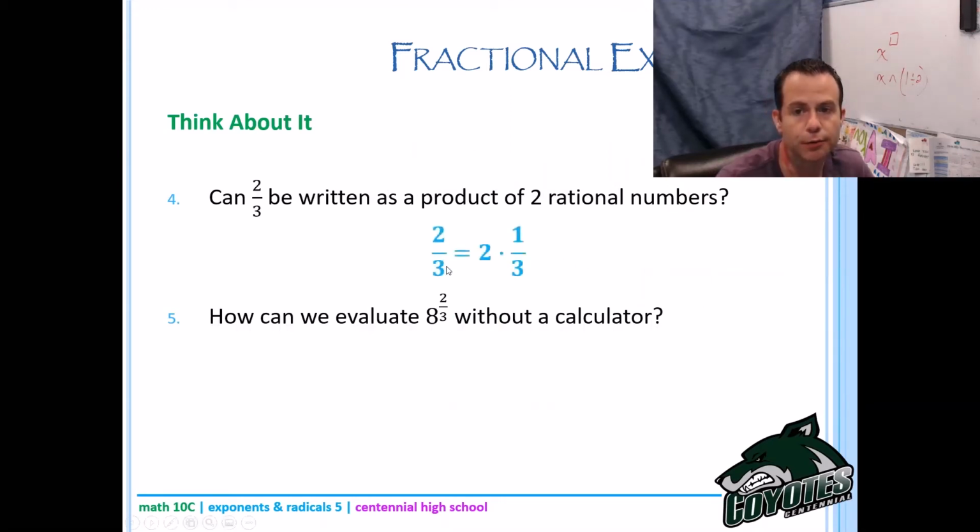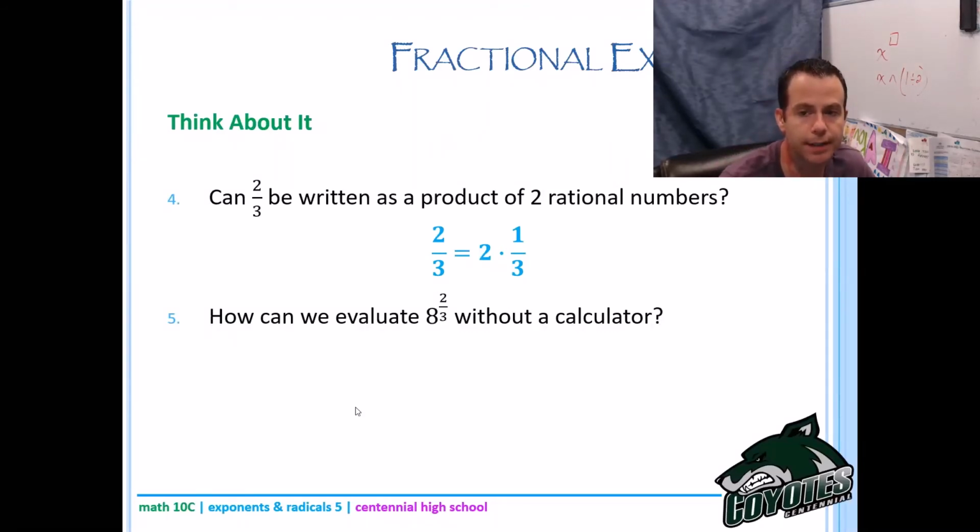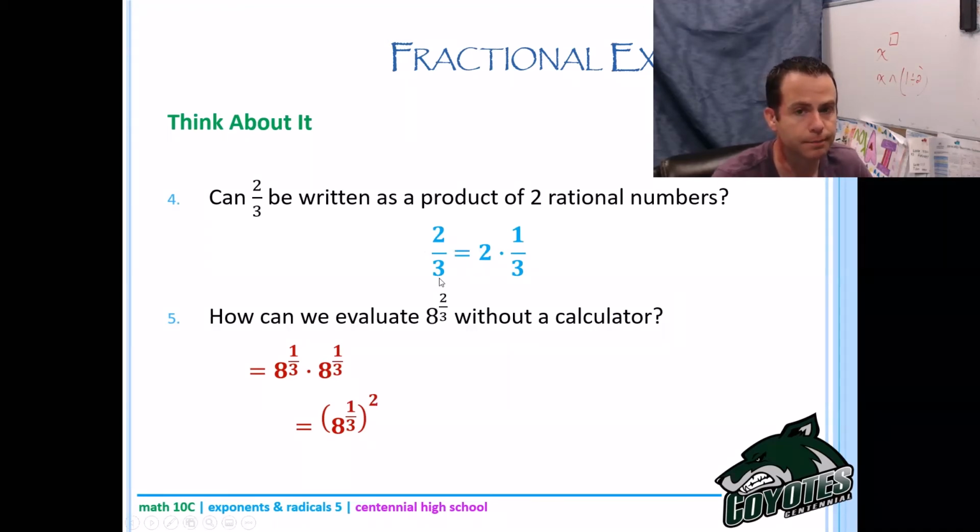All right, so can 2 over 3 be written as a product of two rational numbers? Well, 2 over 3 equals 2 times 1/3. Do you agree? Nothing strange there. So how can we evaluate 8 to the 2 over 3 without a calculator? Well, what I want you to see is that would be 8 to the 1/3 times 8 to the 1/3, right? Because when we are multiplying powers of the same base, we could add the exponents together, so that would give me 8 to the 2 over 3. Okay.